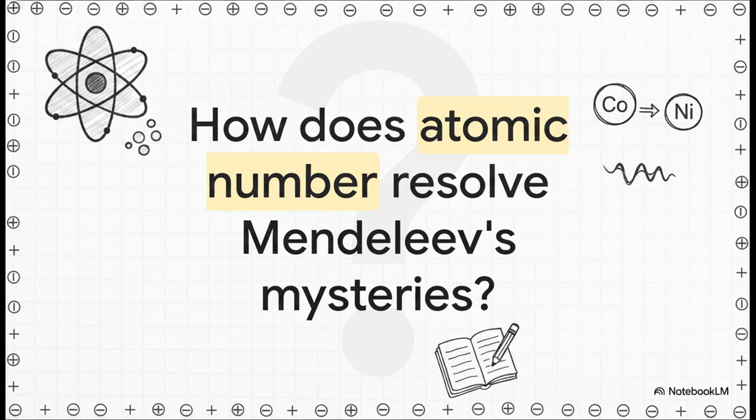But before I let you go, I have an engaging homework question for you to reflect upon. How exactly does classifying elements by their atomic number permanently resolve the mysteries and demerits left behind by Mendeleev? I want you to think about those isotopes we discussed and think about the cobalt and nickel placement issue. Write down your answers, and we will definitely discuss this at the start of our next class.